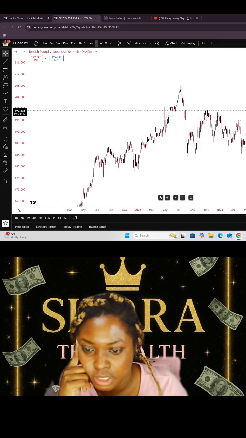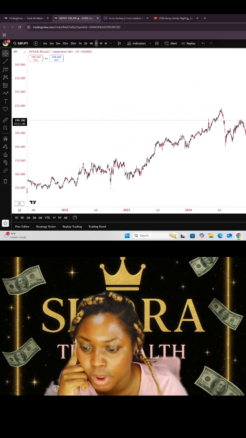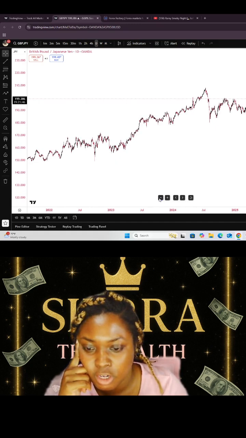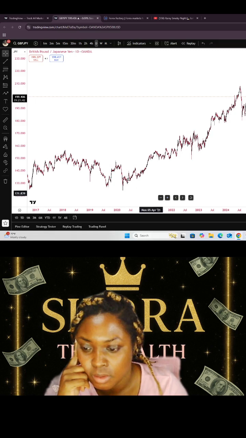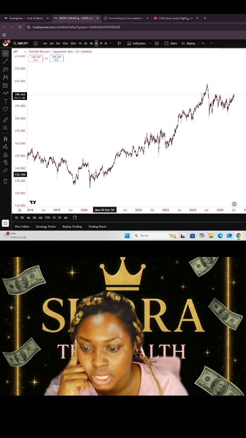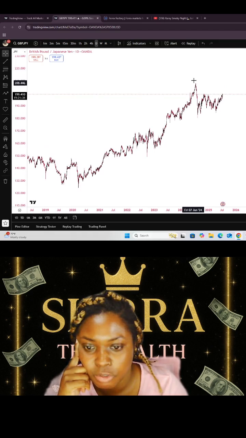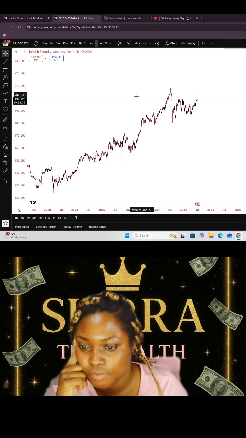Let's look at this daily structure. We'll zoom all the way out. In order to get daily structure, you need to zoom out more. Okay? As you can see, clearly price is in an uptrend. Okay?